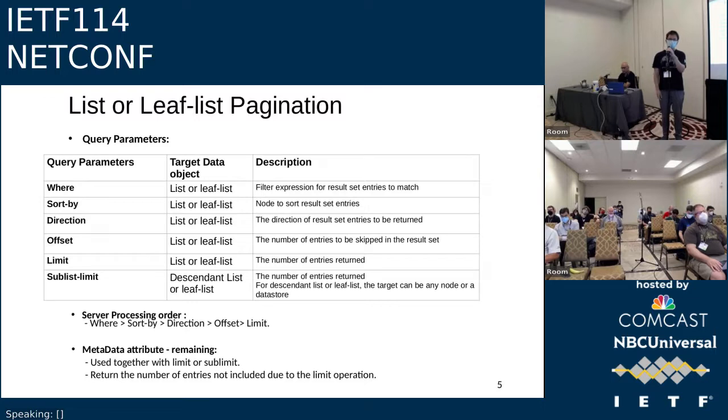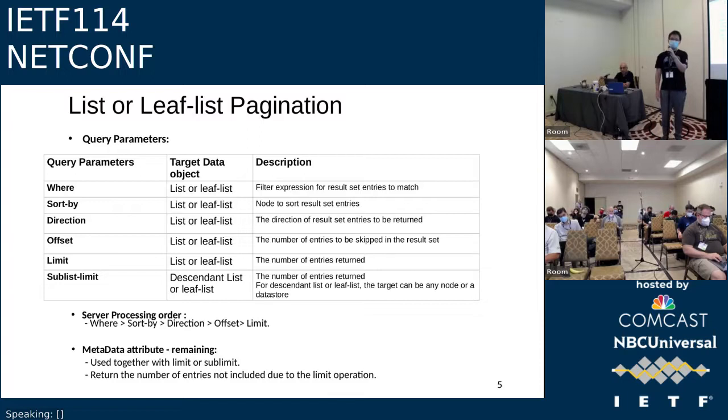In addition, we introduced sublist limit. This parameter is different from the limit parameter. They only apply to child list or child leaf list, so they can help you limit the number of entries returned in the child list or leaf list. We also provide a server processing order. First, you need to process where, and then you process sort by, direction, offset, and limit.